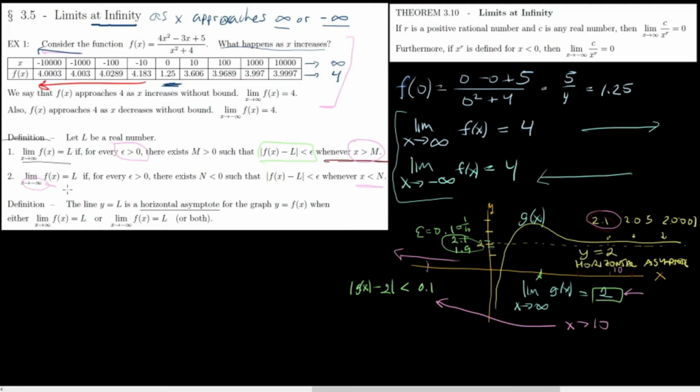Okay, so I mentioned this horizontal asymptote, and you can see that that's essentially the definition of a horizontal asymptote. What is a horizontal asymptote? Well, it's a horizontal line, y equals L, in such a way that as x either goes to positive infinity or negative infinity, the limit will be L. And that just means that the graph will get closer and closer to the horizontal line. In this case, y equals 2. In the case of example 1, it would be y equals 4.